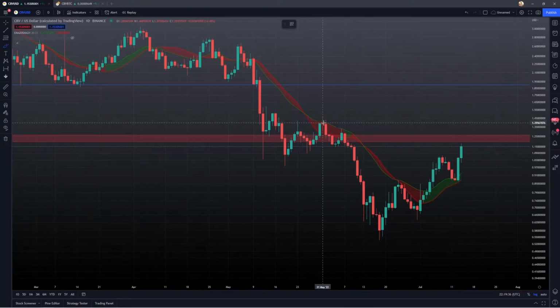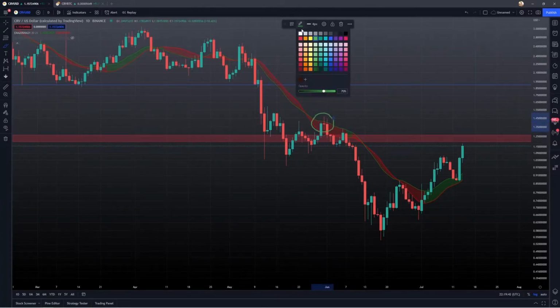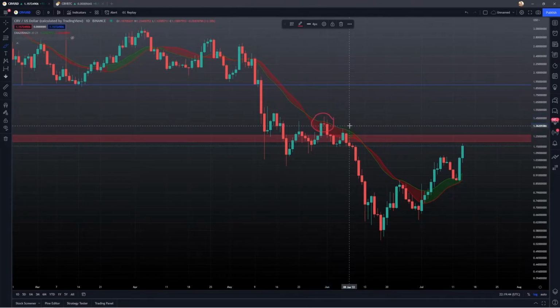So we've basically been holding this as resistance for a very long period of time. We can see this key rejection here in May, and we can also see another rejection here in June, another one later on in June, and then we came back above it and flipped it into support. So that is a very good sign.